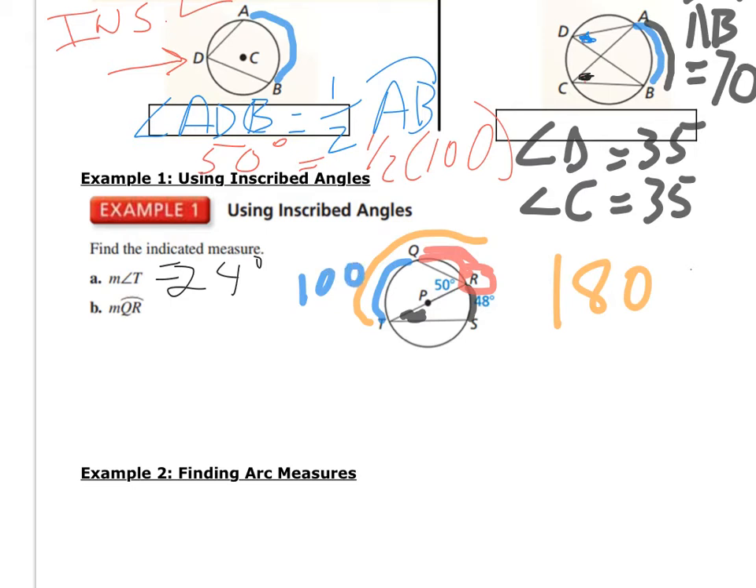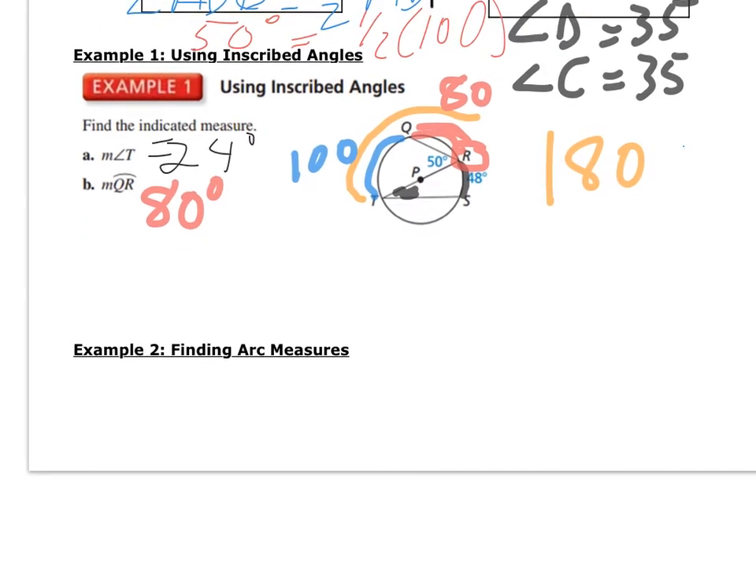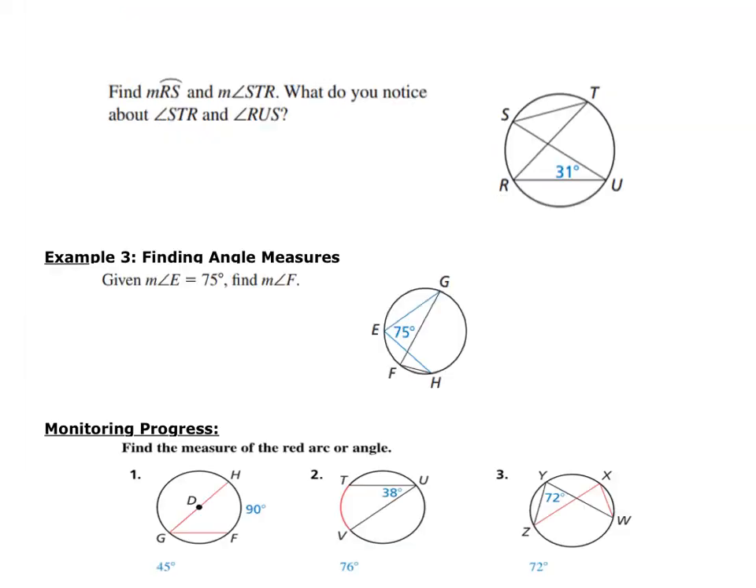And remember, the total has to be 180. Well, there's 100 in the blue arc, so what's left? 80. That's what's left, and so arc QR is 80 degrees. Just remember that your arc measure is double the angle, and your inscribed angle measure is half the arc. Okay, so let's move on.